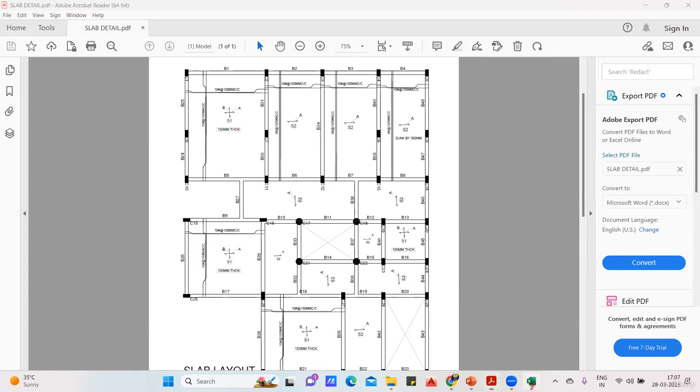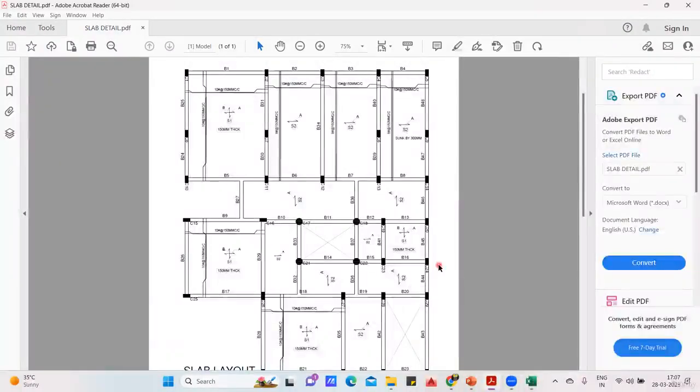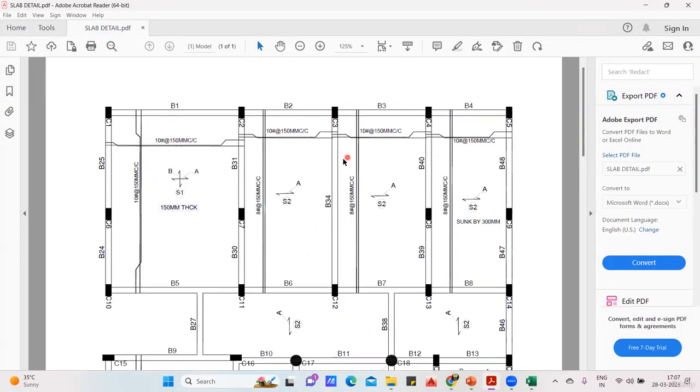Try to prepare Excel sheets, because next, this same Excel sheet I can use and just change the values, and within a fraction of a second I'll get my answers. If you don't have your Excel sheets ready, manual calculation will take a long time. That is the reason to create your own Excel sheets. And in the next lecture we'll try to solve all these things.